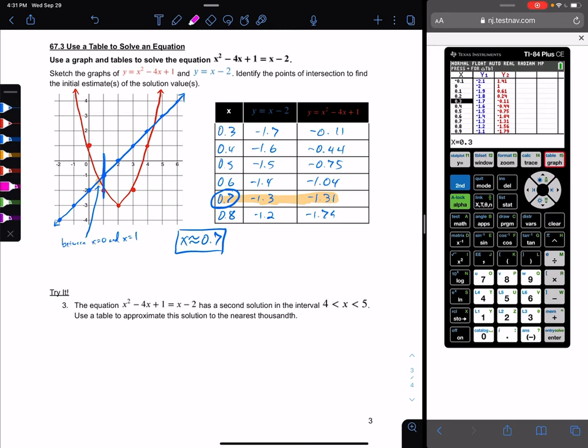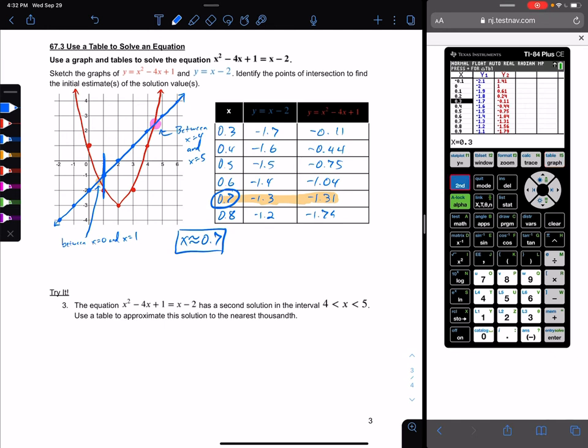We also have another solution up here, somewhere between, right? This is between x equals 4 and x equals 5. So I would want to do the same thing. I'm going to have to figure out, using my calculator, what is that solution. So let's quickly do that. I'm not going to fill out the chart again. We're just going to use the calculator.